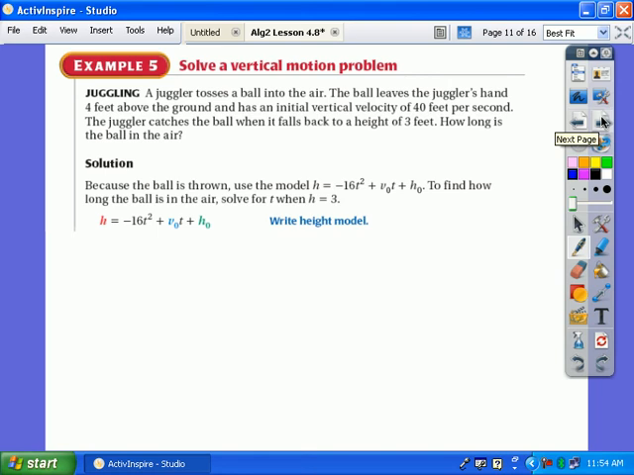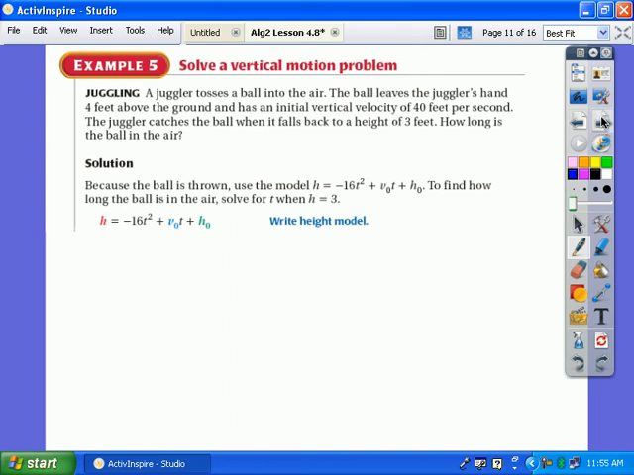And so that brings us to a problem, an application of quadratics. And this is really what I want to focus on for the remainder of our time together. And so here's the scenario. We have a juggler. He tosses the ball into the air. The ball leaves the juggler's hand 4 feet above the ground, and he throws it up at an initial vertical velocity of 40 feet a second.